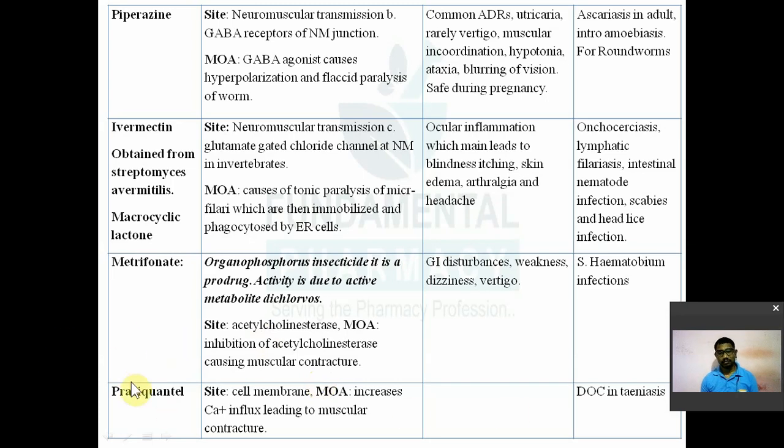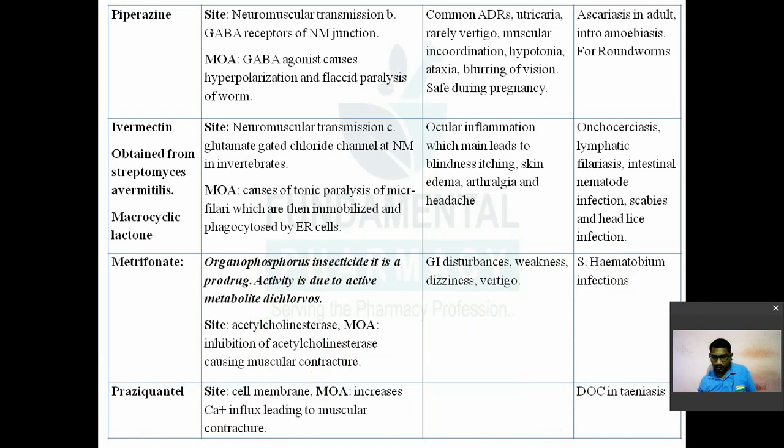After that there is paralysis of the worm, not of the human. Then GI disturbances, weakness and dizziness, vertigo. These are the adverse effects. So it is used in the treatment of helminthiasis. It is nothing but an organophosphorus compound, and it will cause inhibition of acetylcholine esterase of the worms, so that there will be contraction. There will be more acetylcholine available at the neuromuscular junction of worms, and it will cause paralysis.